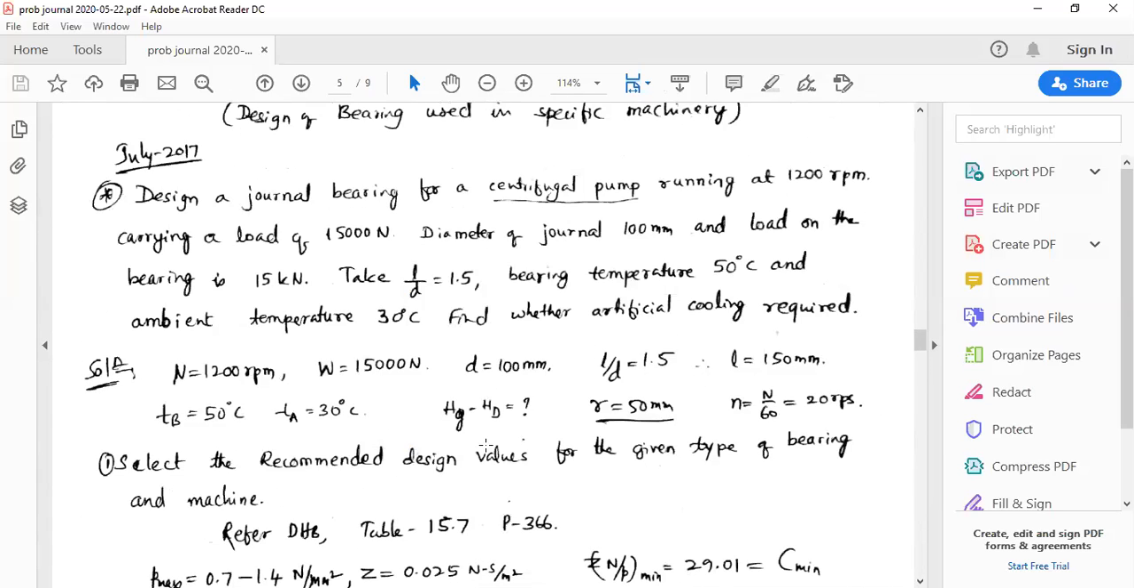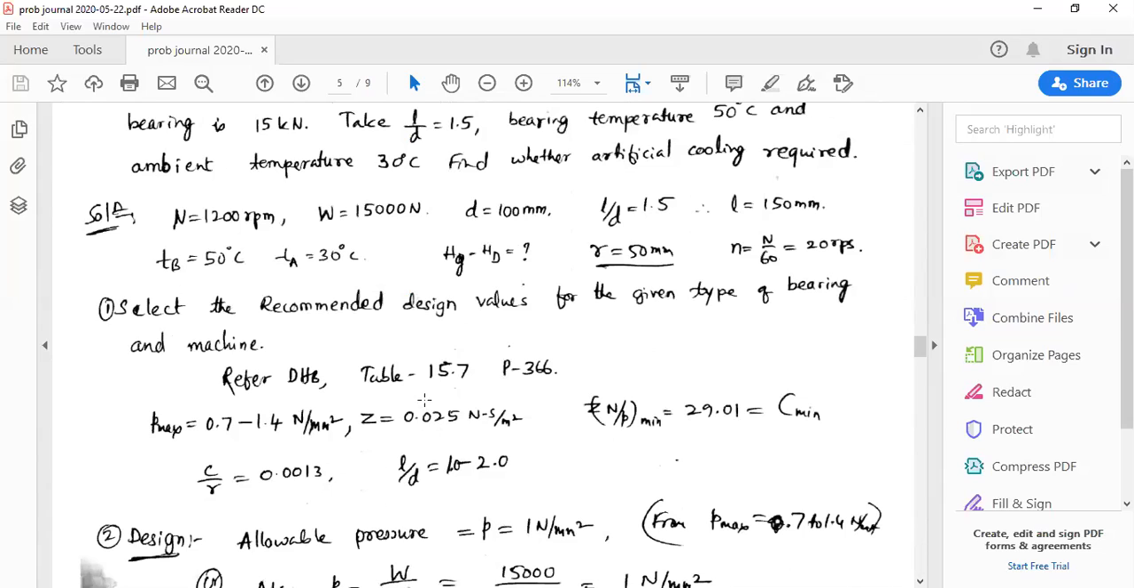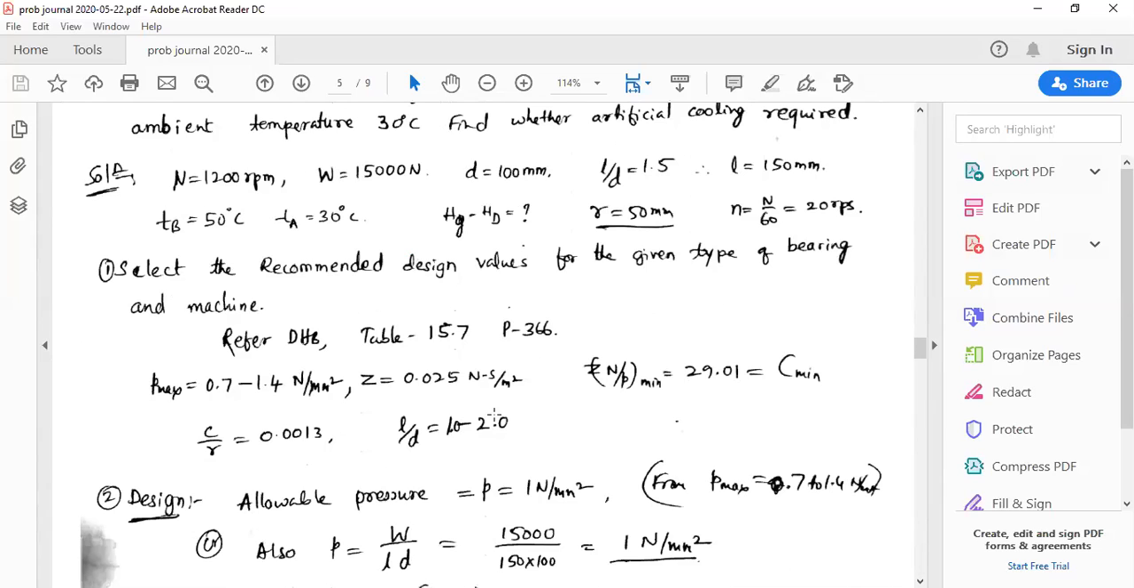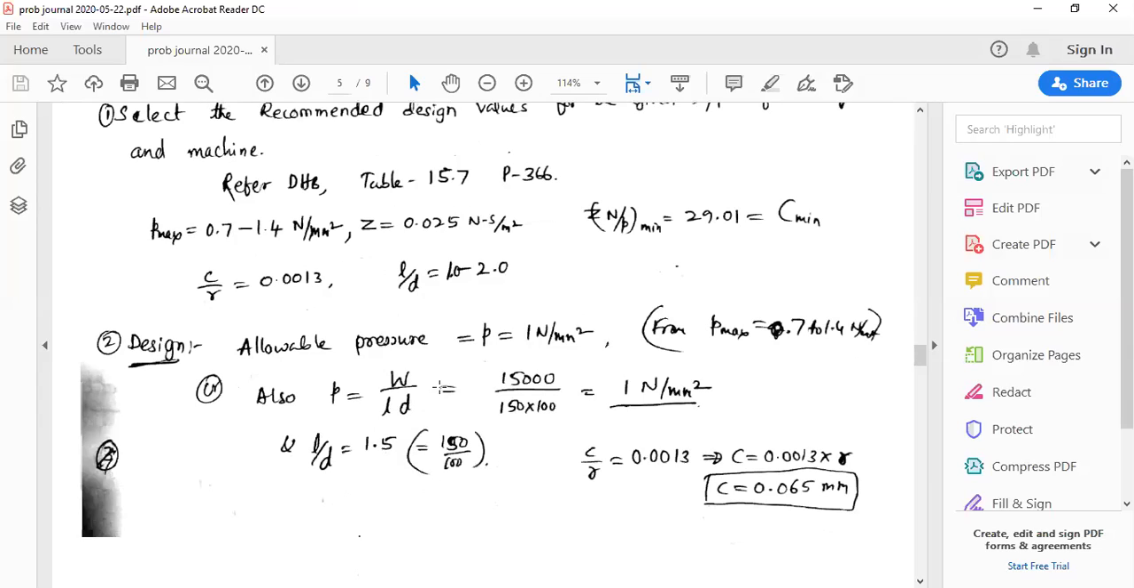Application oriented problems means initially we have to note down the recommended values. Recommended values give the values of pressure, absolute viscosity, bearing modulus, that is the minimum value, then C by R, that is the radial clearance ratio, after that L by D ratio. Based upon these five parameters, the second step is to fix the important values such as dimensions, usually L and D. If you don't know the diameter and the length, pressure is to be fixed. Say allowable pressure is fixed in between those two limiting values, 0.7 to 1.4. So one is fixed here.